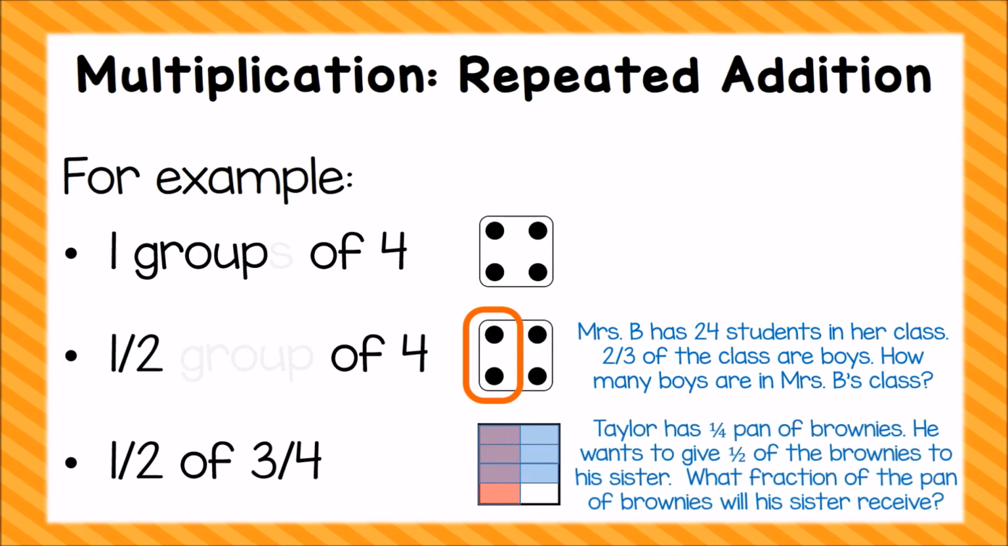Now let's take a look at a part of a part problem. Taylor has 1/4 pan of brownies. He wants to give half of the pan of brownies to his sister. What fraction of the pan of brownies will his sister receive? So again, that would be 1/2 of 1/4.